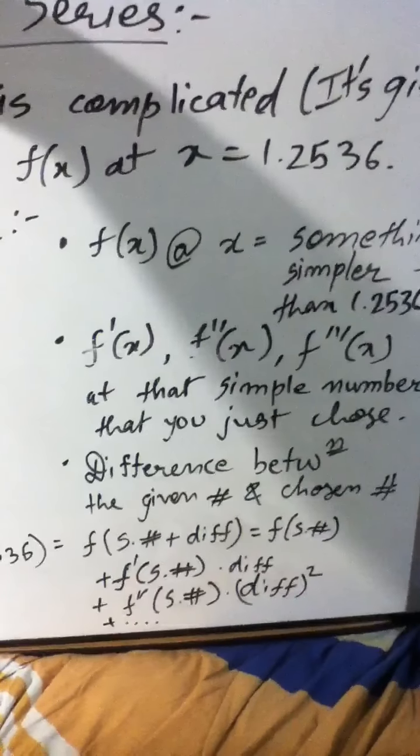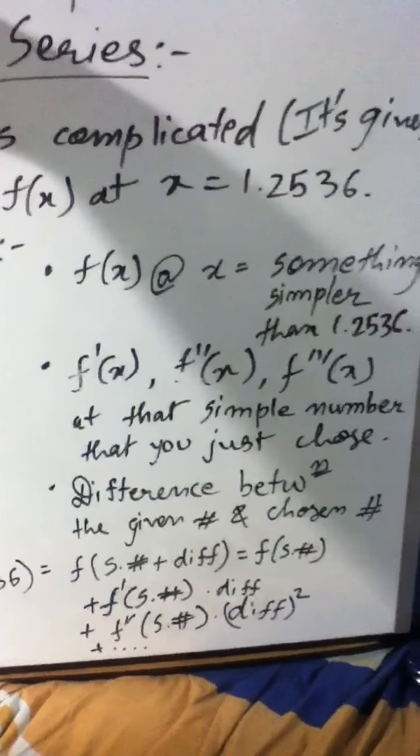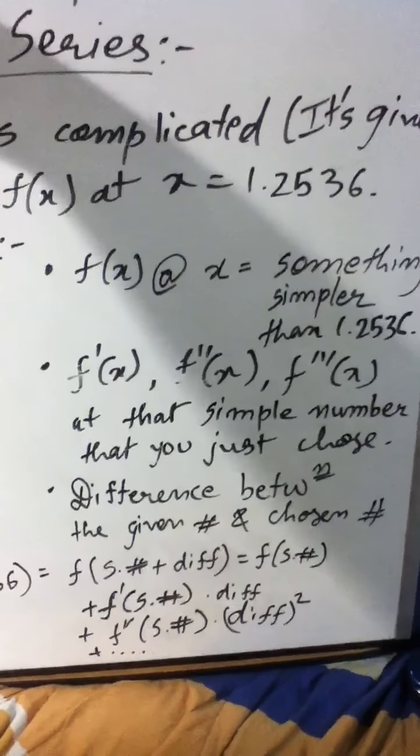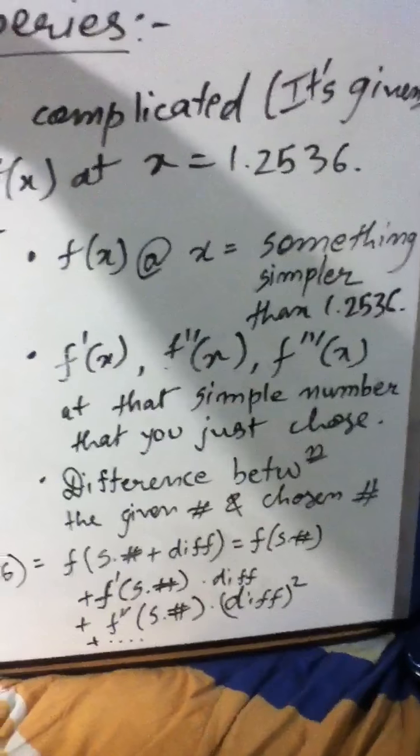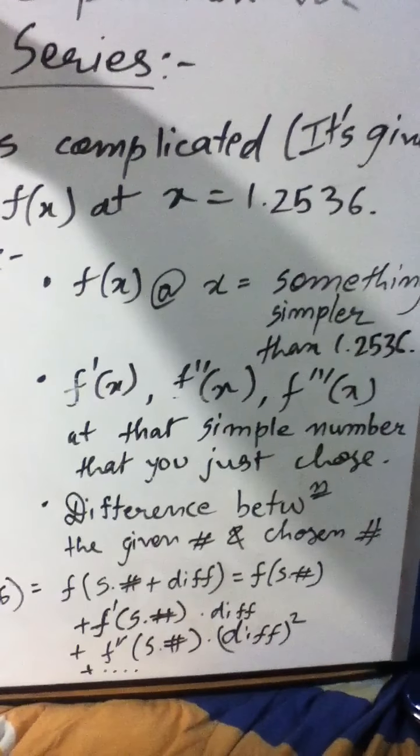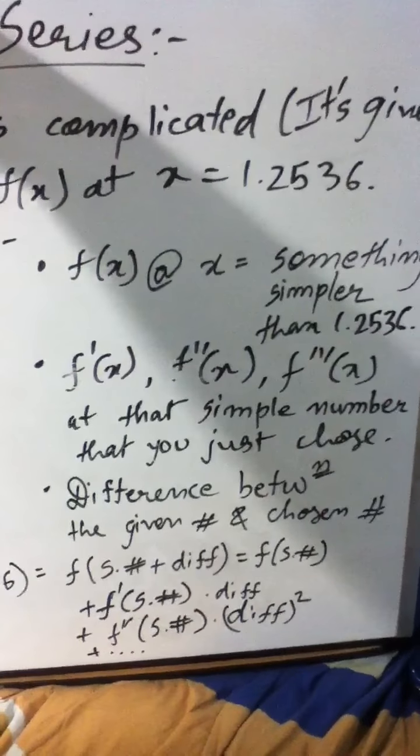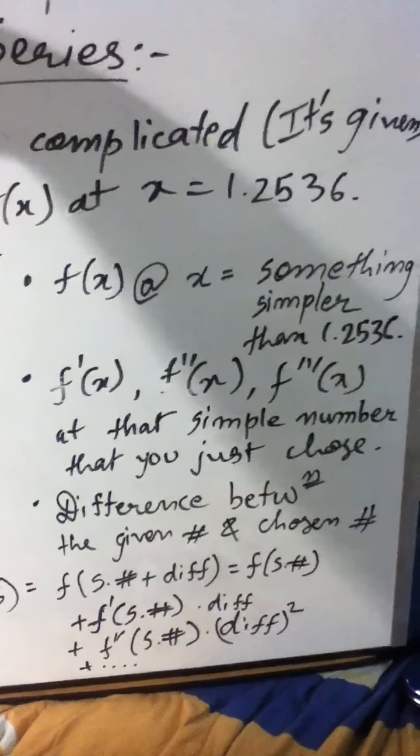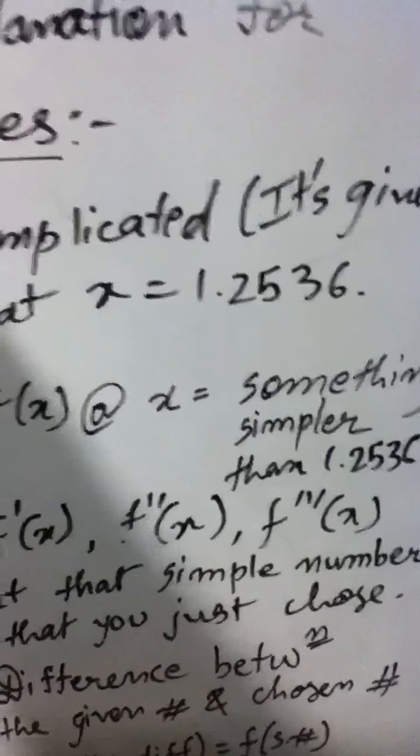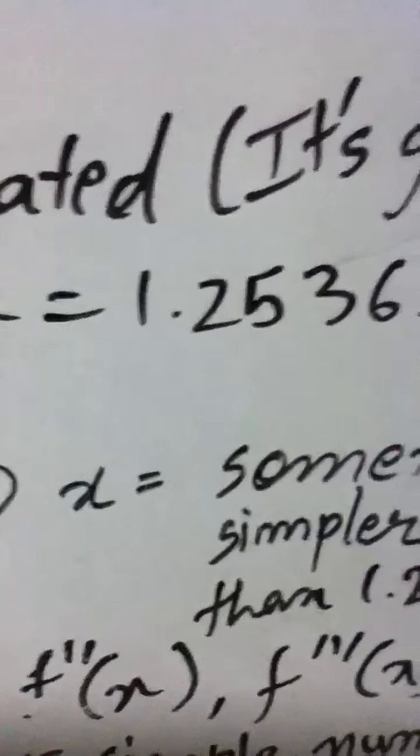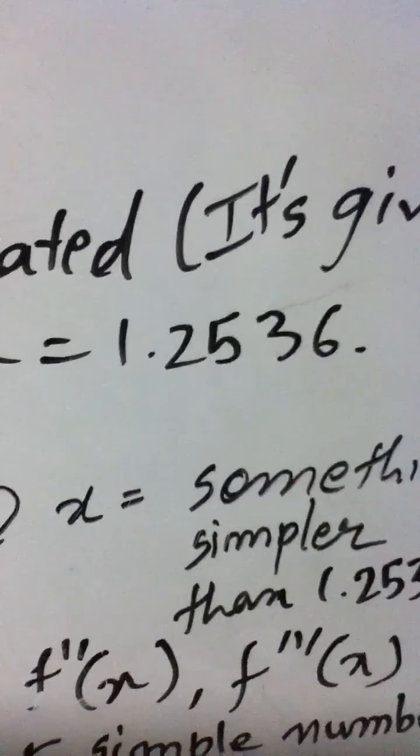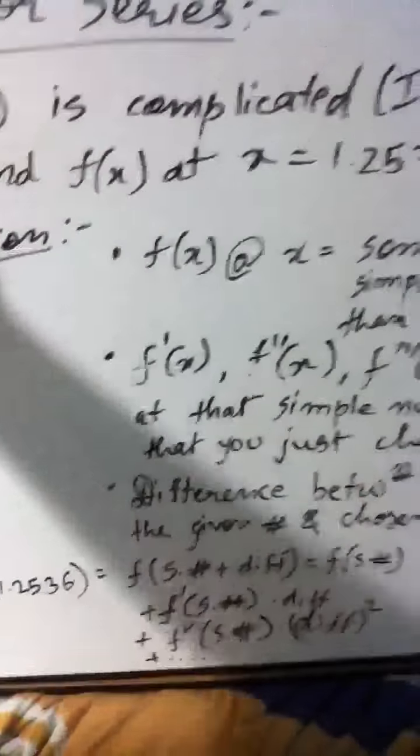Then the third thing that you need is the difference between the given number and the chosen number. There are two numbers and you need the difference. It doesn't really matter which one is which. So in our example, x equals 1.2536 and the other is 1, so you need the difference, which is 0.2536. That's what matters here.